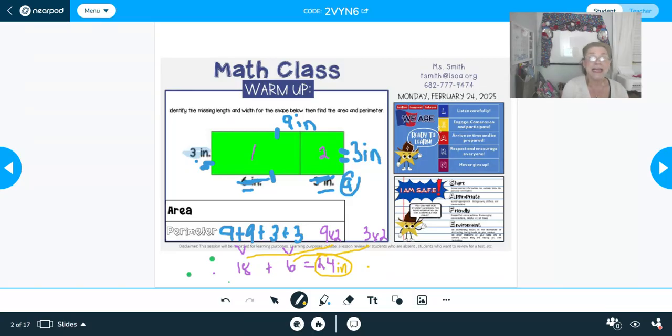Now, we need to find the area. Let's face it, Millie's probably not going to have fun if it's only in inches. How many does she have? When we are dealing with area, we are multiplying our length from top to bottom times our width. What was our length? Our length was 3. And what was our width? 9.